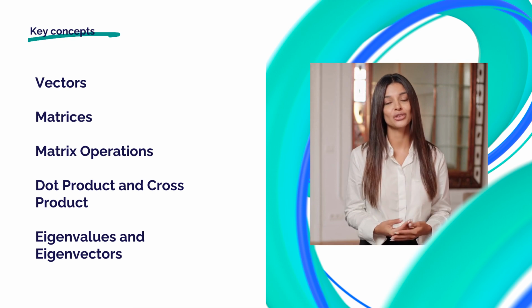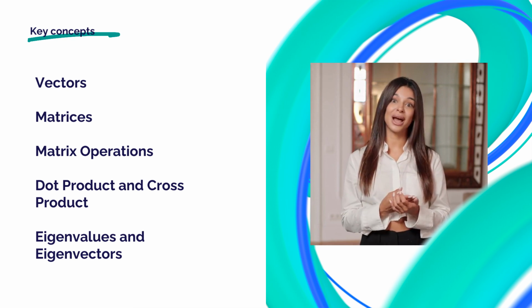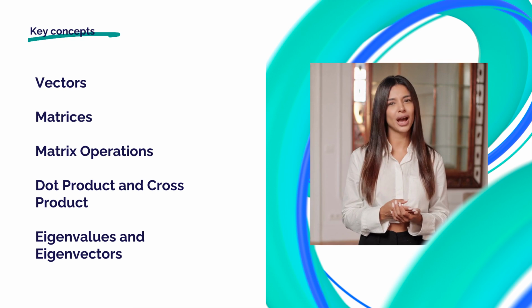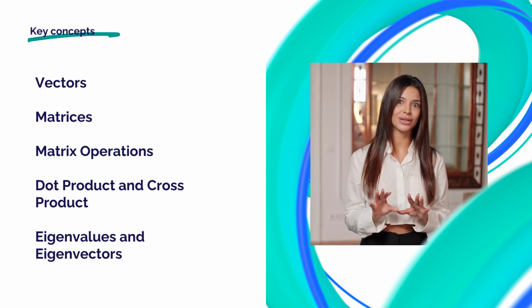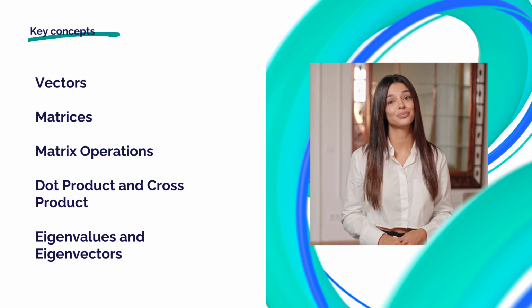Eigenvalues and eigenvectors. Eigenvalues represent the magnitude of transformations, while eigenvectors indicate the direction. Example: principal component analysis, PCA, for dimensionality reduction.